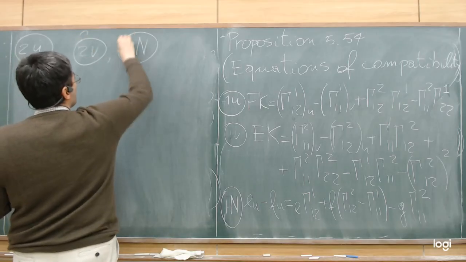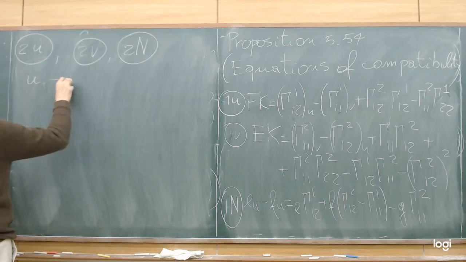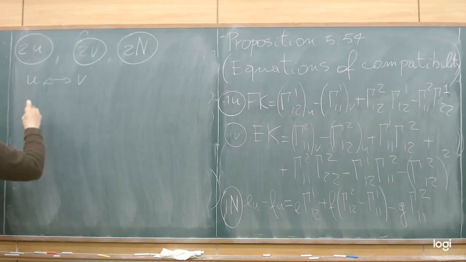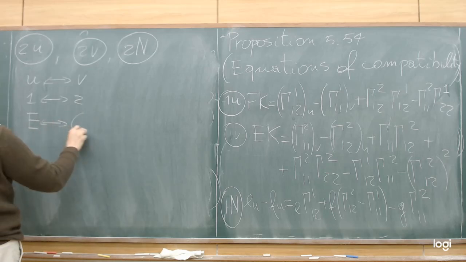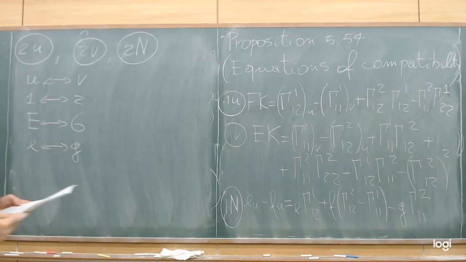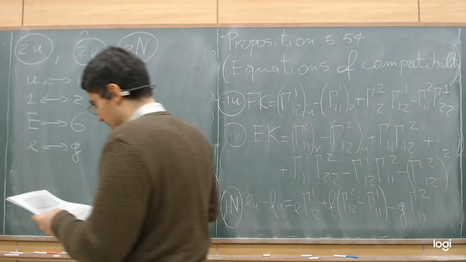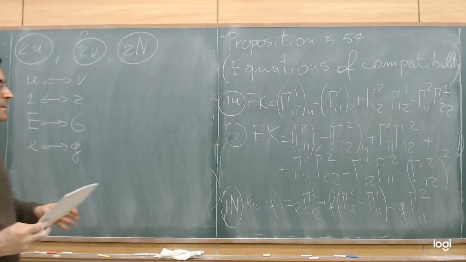2n, what you have to do is to replace u with v and vice versa, 1 with 2 and vice versa, and capital E with capital G and vice versa, and small e with small g and vice versa. Let's see how to prove these formulas, at least the idea.